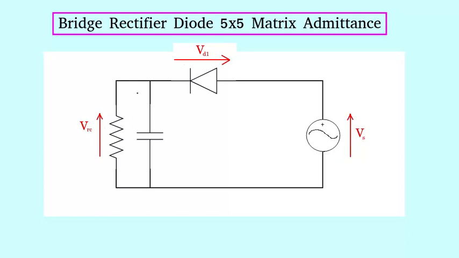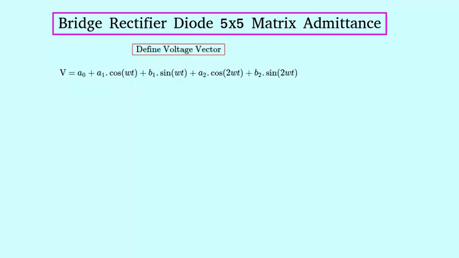This is the voltage across the first pair of diodes. Using the mesh voltage method, we'll get this equation. And so this is the voltage that we'll use to find the current through each diode. And when we flip this diode to be in the opposite direction, we'll get this voltage for the other pair of diodes. So now we'll define the voltage vector for this circuit.